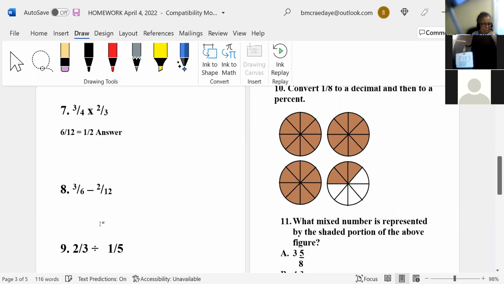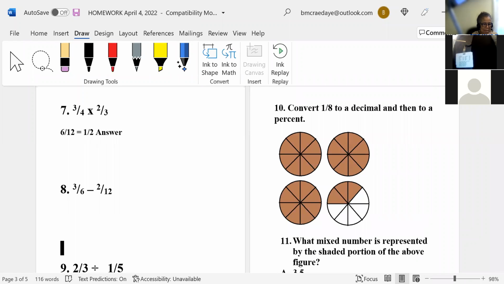Okay. Now, there's another subtraction. What's your least common denominator, Mercedes? 2.